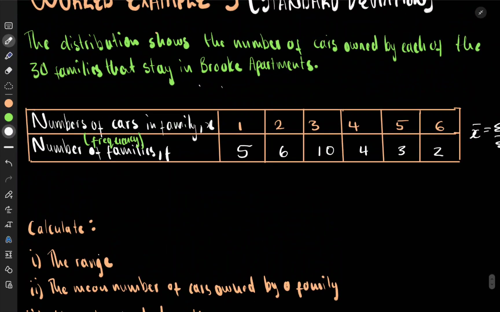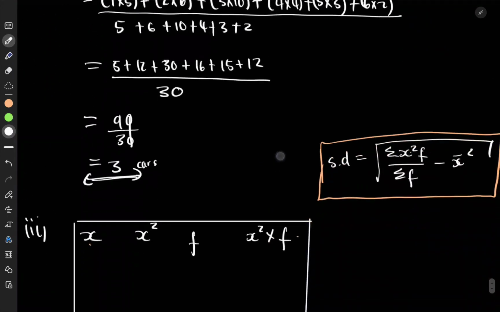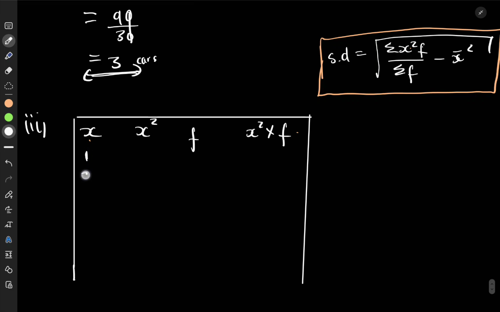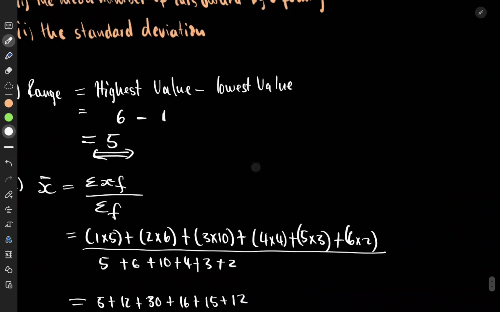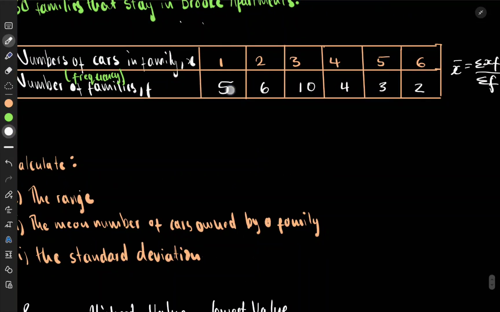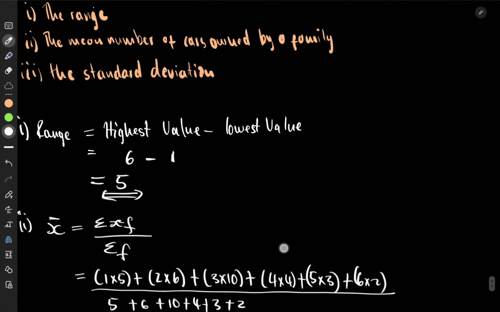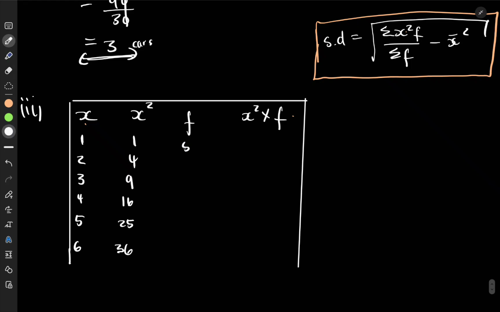They're 1, 2, 3, 4, 5, and 6, the number of cars. And then x squared: 1 squared is 1, 2 squared is 4, 3 squared is 9, 4 squared is 16, 5 squared is 25, 6 squared is 36. Then f, the frequencies, is 5, 6, 10, 4, 3, and 2.